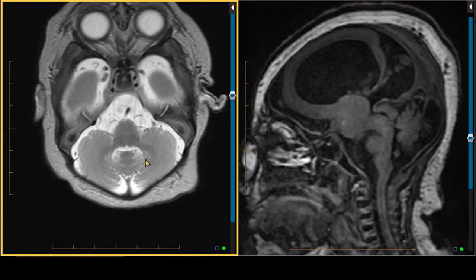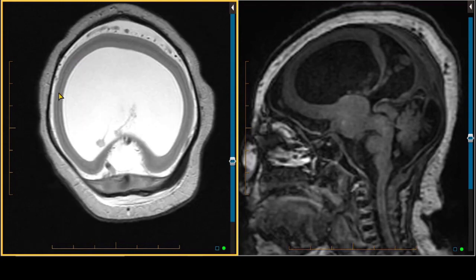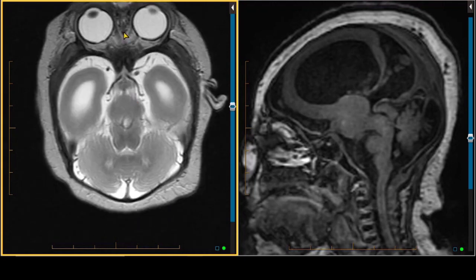Now, the posterior fossa contents can be closer to normal, but the cerebral hemispheres are very abnormal. There's featureless cortex, decreased white matter volume, monoventricle, abnormality of the deep gray nuclei. Additionally, we notice the globes are too close together.